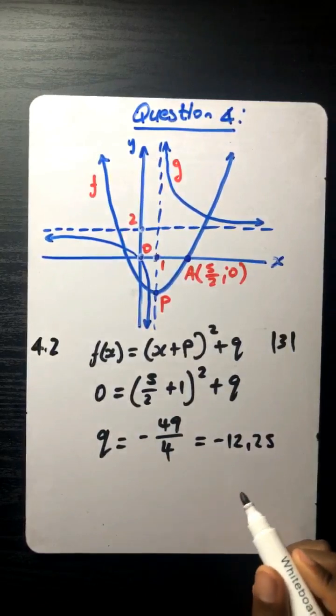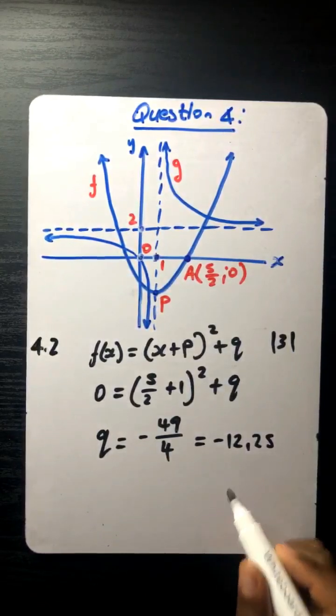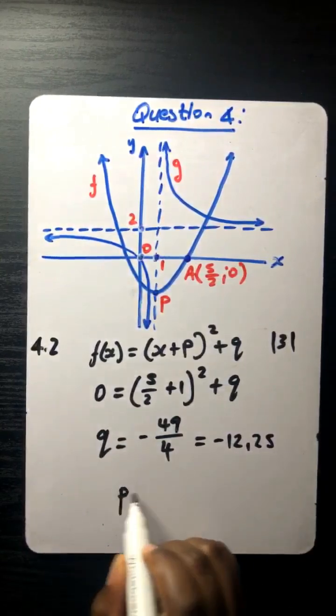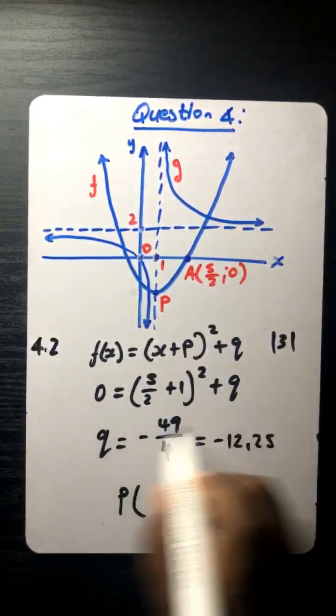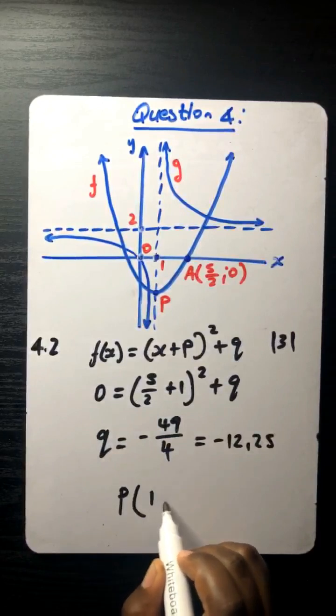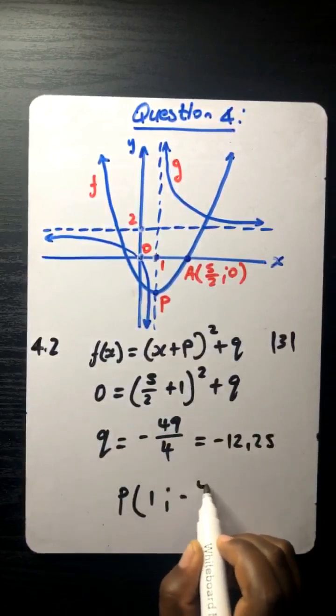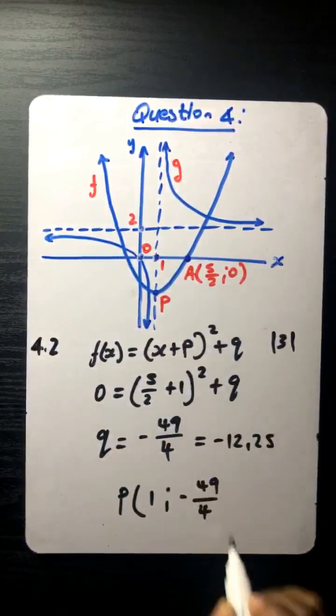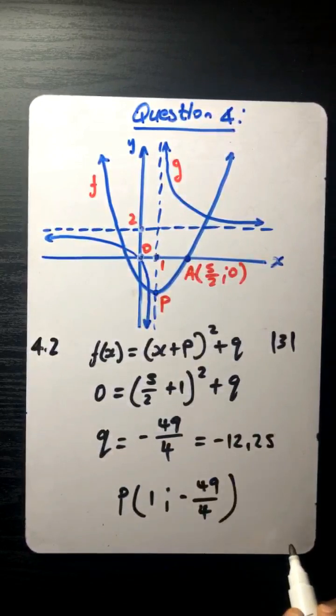Okay, let me go back to the question. Calculate the coordinates of P. So that would mean in finalizing the question, you don't leave it there. You would say it is 1 and then negative 49/4. Yes, sir. Okay.